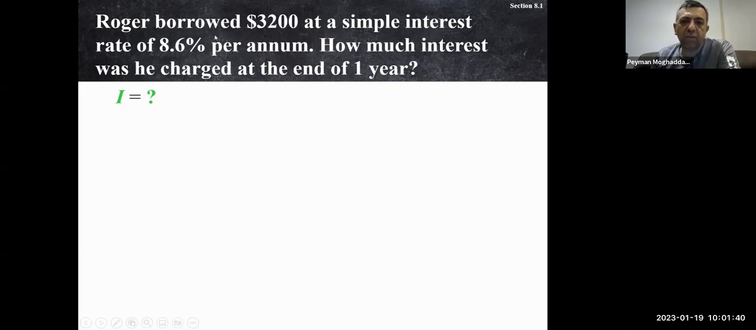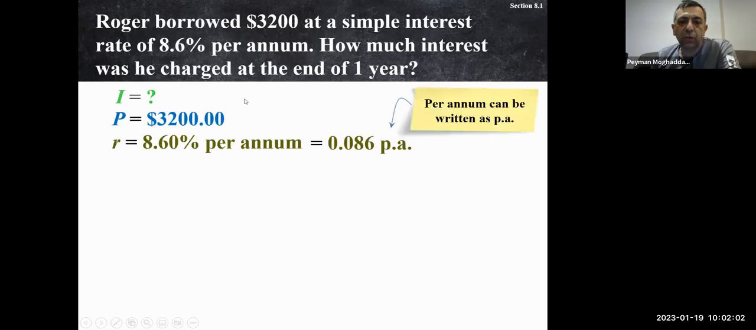So it's going to be this multiplied by this multiplied by 1, right? This is per annum, so per year. But you have to be very careful. This is 8.6%, so you need to convert it to the actual number. As I said the other time, the percent is just for demonstration. If you want to convert it to an actual number, you have to divide 8.6 by 100.